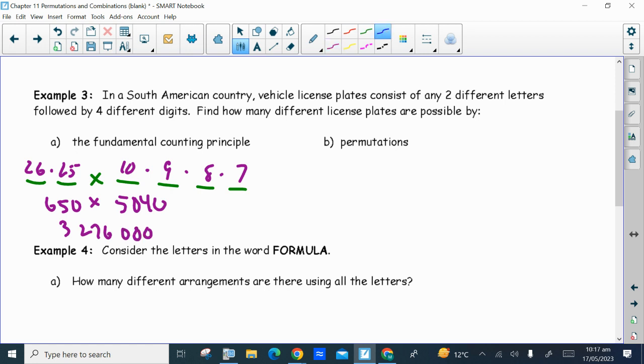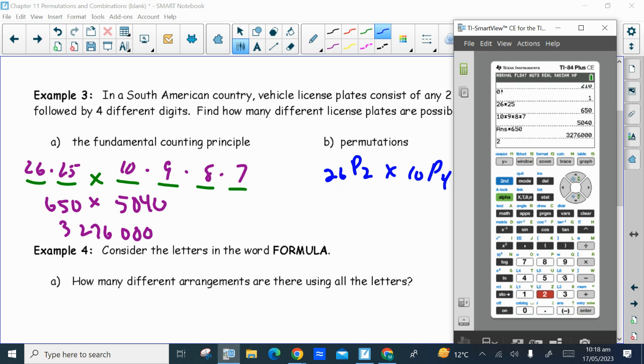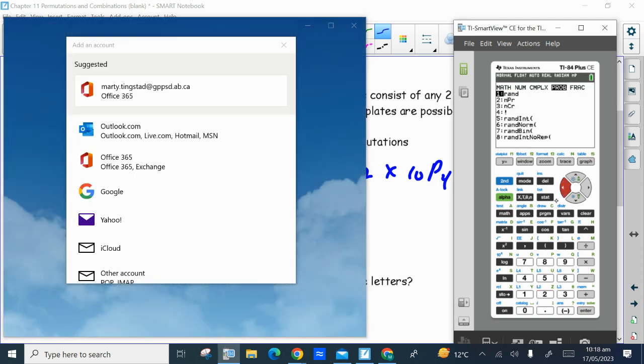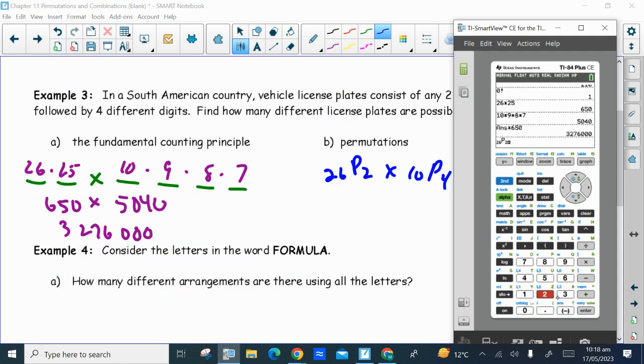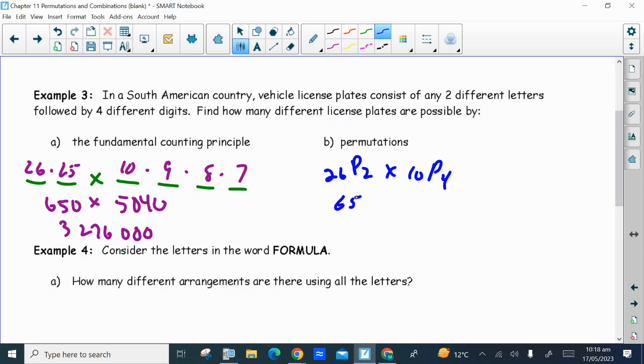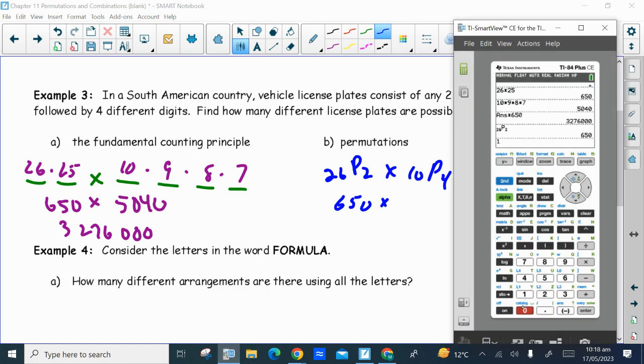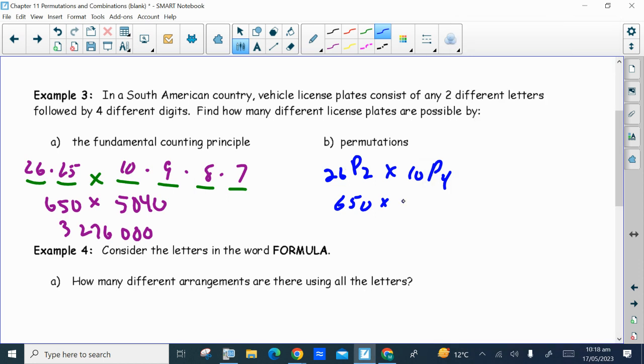Using the fundamental counting principle. But this can also be done using permutations. Again, you'll have to do the 2 different parts. The first part is choosing 2 letters from 26. That'll be 26P2, times choosing 4 digits from 10. And order matters, so that's why we're using permutations. So it'll be 26P2, which gives us the 650, times 10P4, which gives you the same 5,040. So that'll give us the same answer.